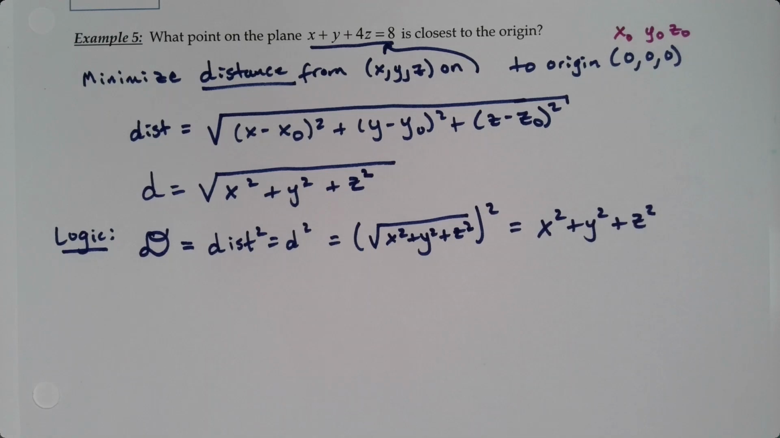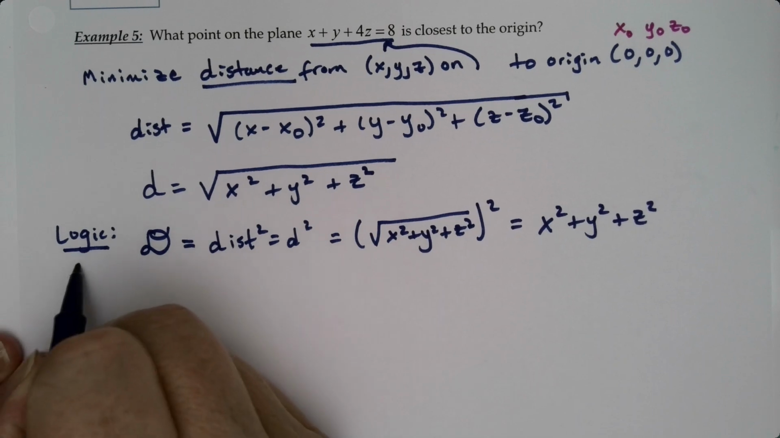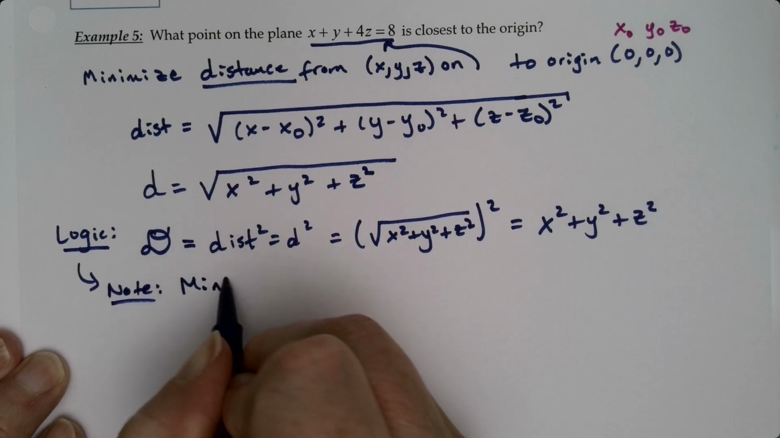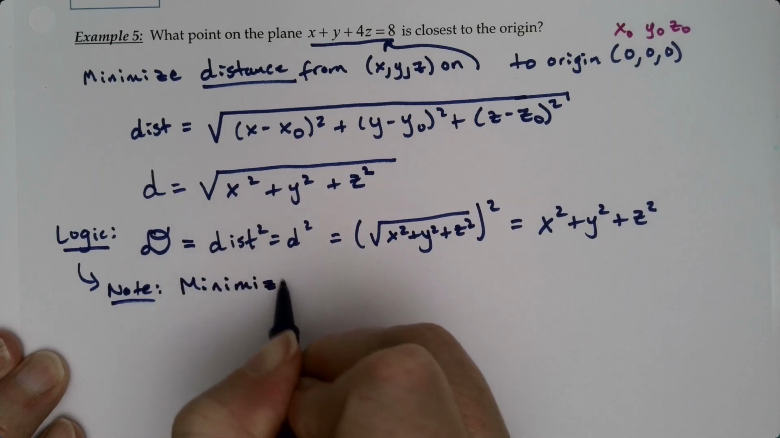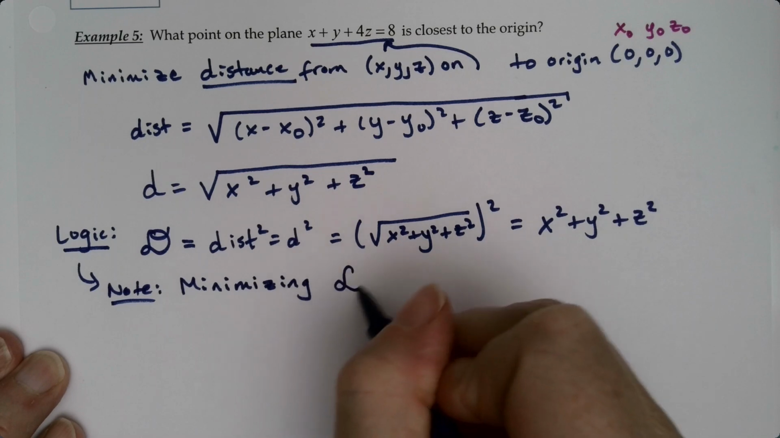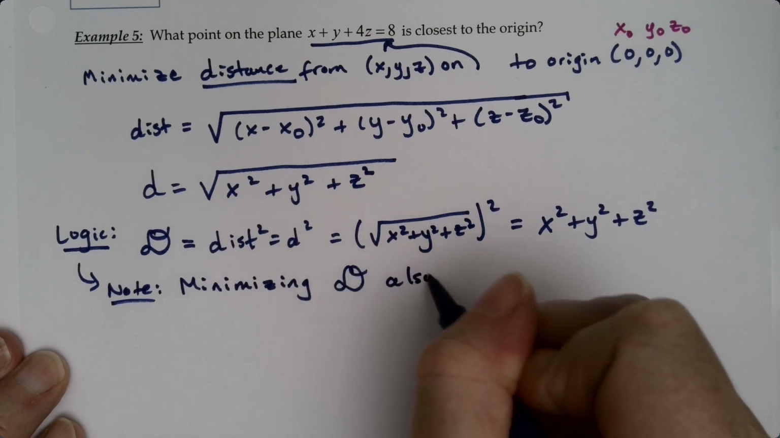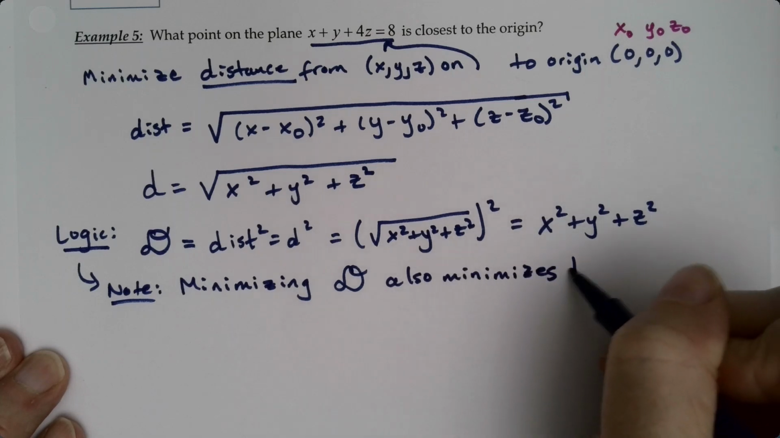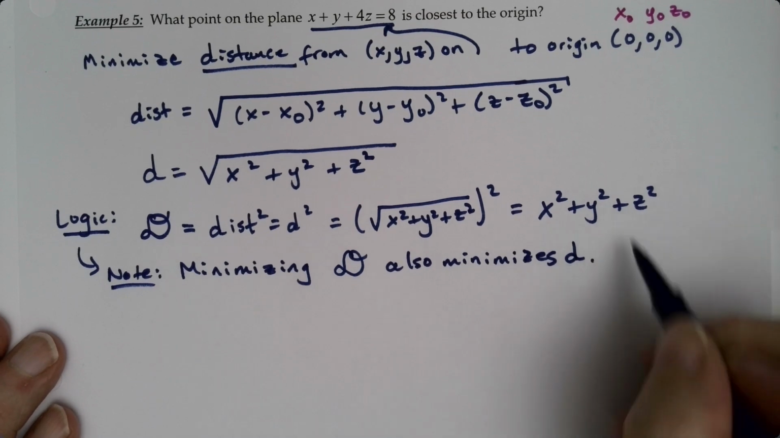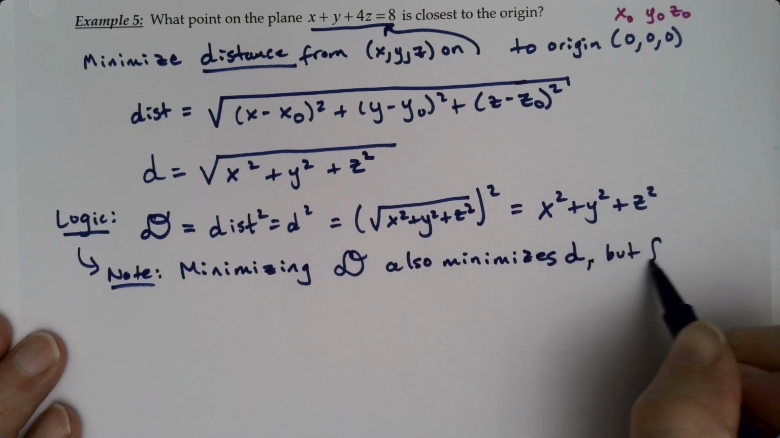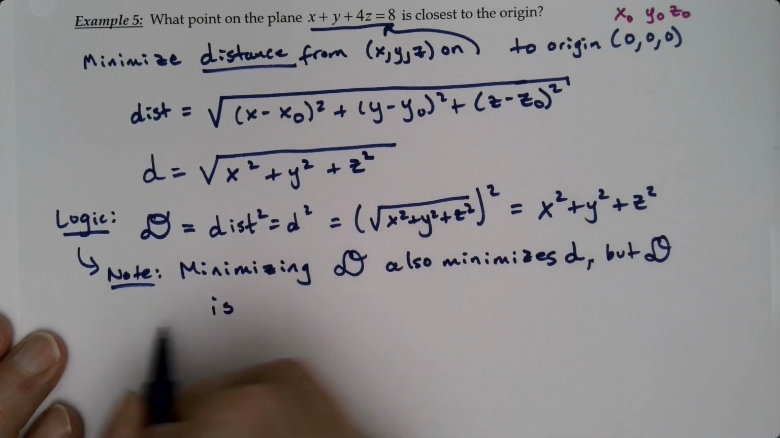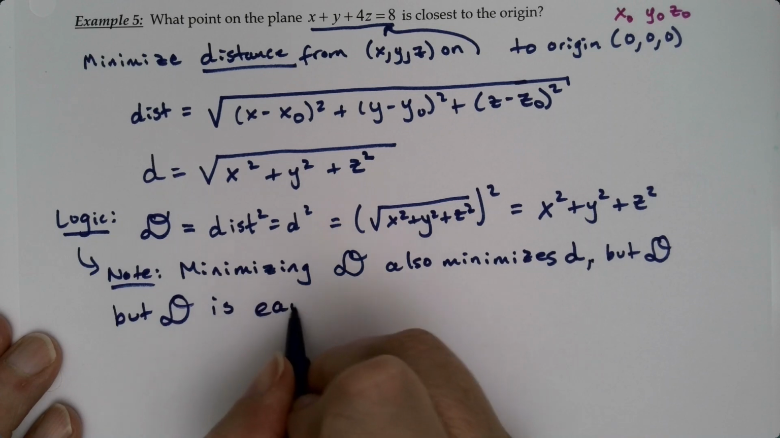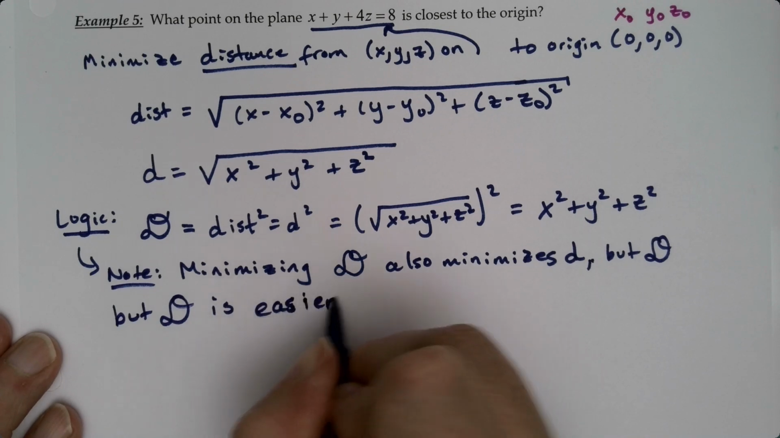Now, the logic of this is that, note, minimizing that new capital D also minimizes lowercase d. But capital D is easier to work with.